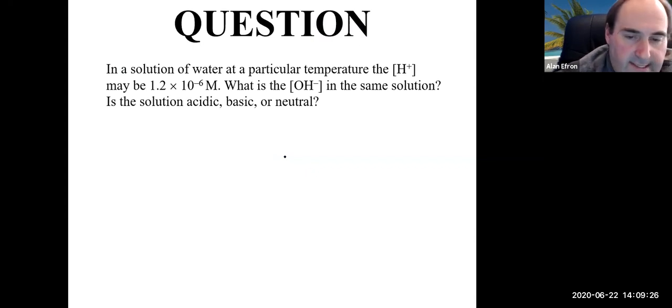I think we got another one here. So why don't you calculate this one? What is the OH minus concentration? And again, is it acidic, basic, or neutral?